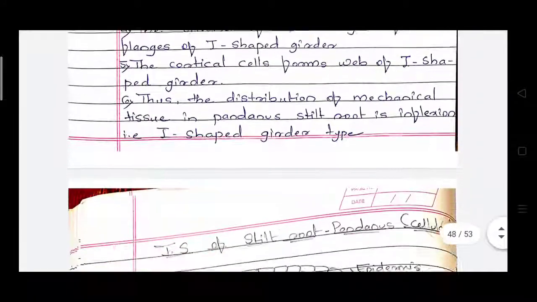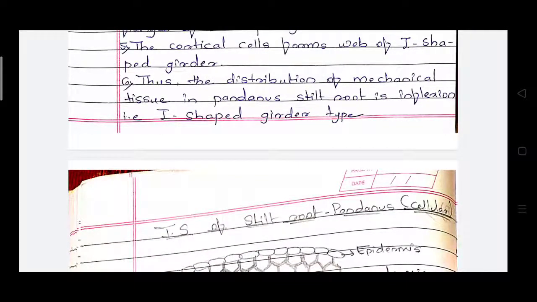In the next video, we discuss the other examples of these mechanical tissue distributions.